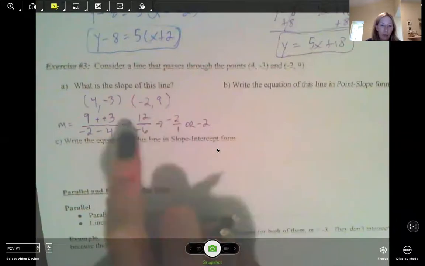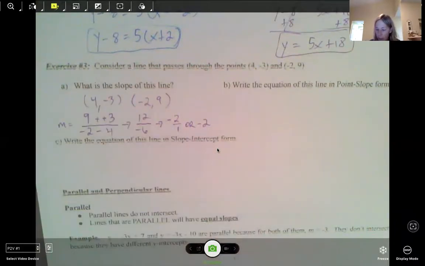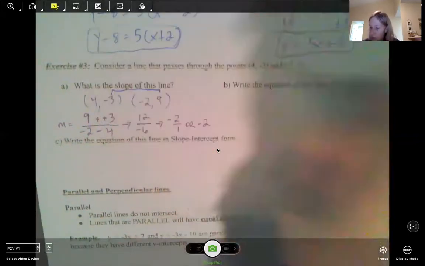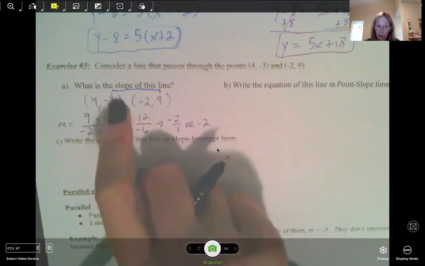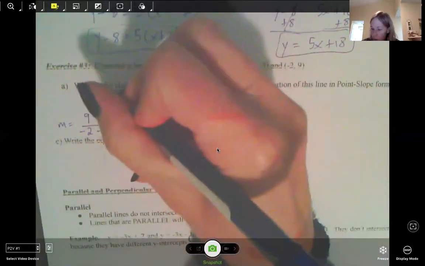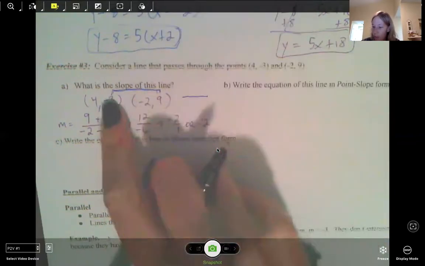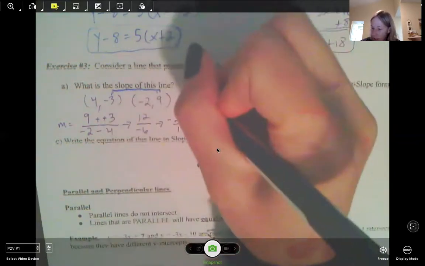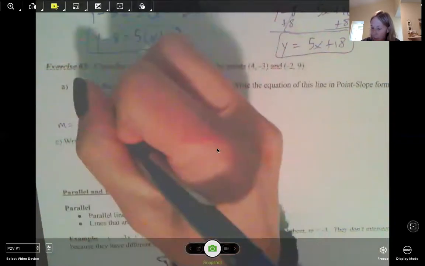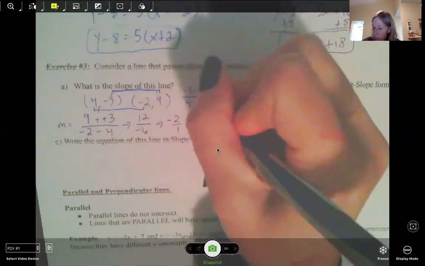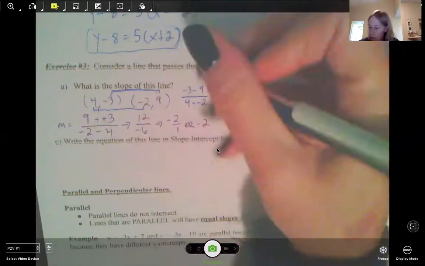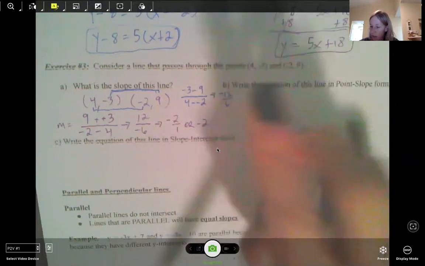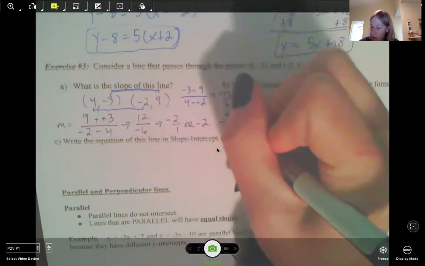Okay, so if you like to use the formula, that's fine. I know for my classes, we also talked about connecting the y values on top. The reason we connect them on top is so that we know we put the y values on top. So we can go from left to right, -3 minus 9. And then on the bottom, we connect the x values, and we do 4 minus a -2. You're going to get the same answer. This will also end up reducing to -12 over +6, but that is also -2.